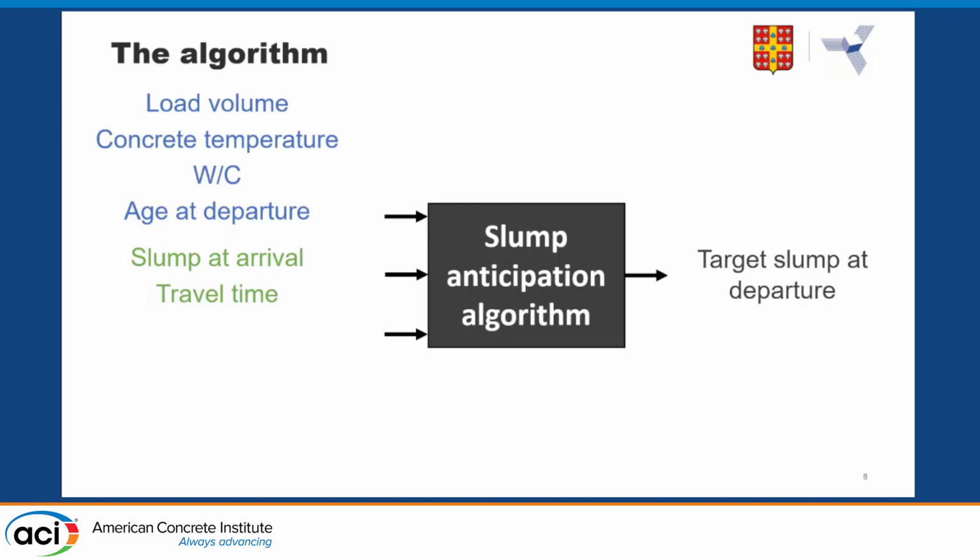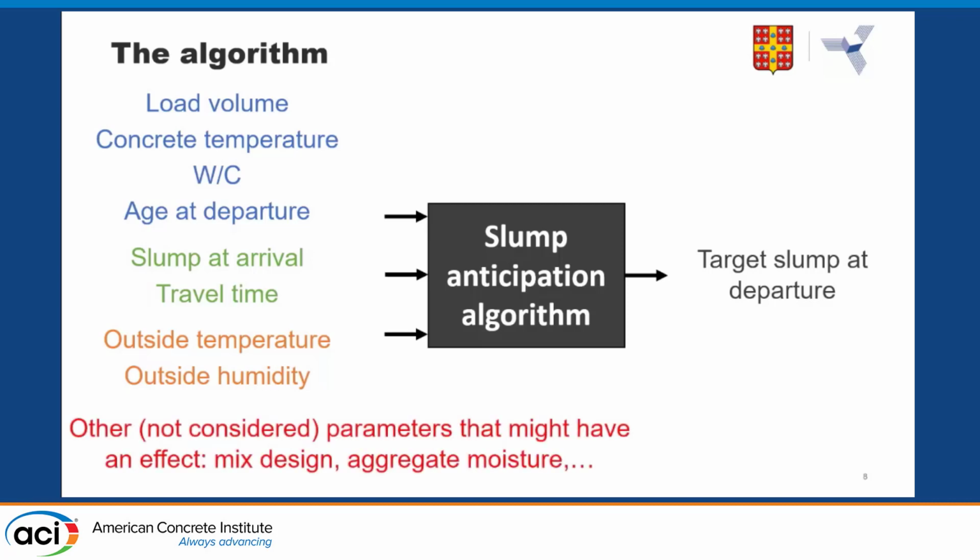Travel time, based on past data: we know when the truck left the plant, and we know when it arrived at the site, so we got it. But in the final solution, we can get it from APIs, like Google Maps or that kind of thing. And as well, I did consider the outside temperature and humidity.